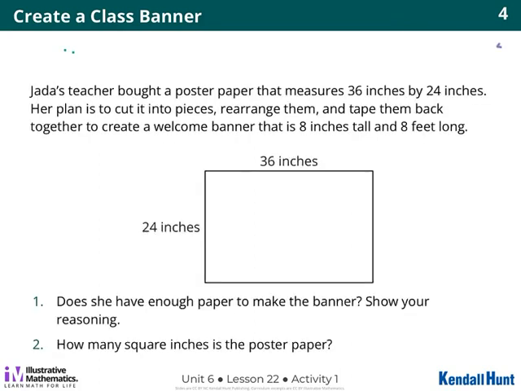So, there's several parts to this question, but we're going to start with number 2. I know that seems backwards, but we need to know the answer to number 2 in order to solve number 1. So for number 2, it says how many square inches is the poster paper? So how many square inches? Raise your hand. What did you get?